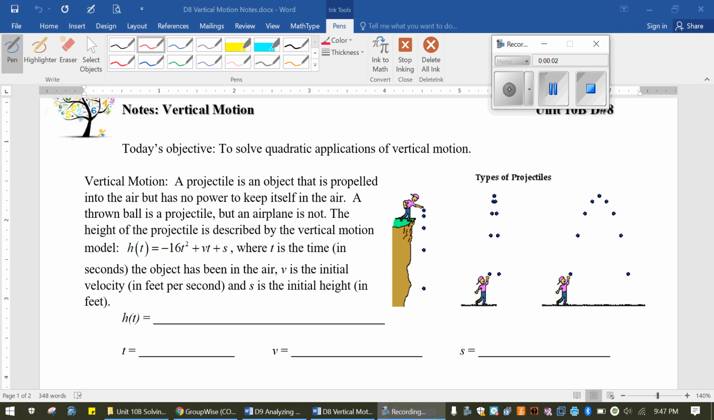Okay, today's notes are on vertical motion. So what we're going to be doing is some quadratic applications, and the applications we're going to use are on vertical motion. So let me tell you what vertical motion is first.